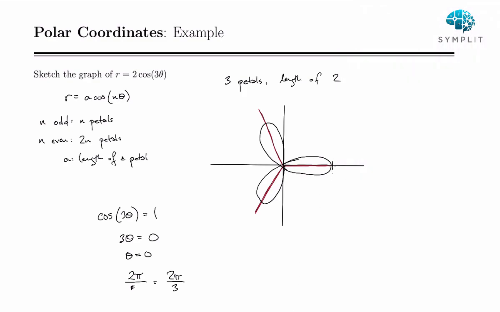So this comes out, it's the length of the petal, so it comes out to 2. That's out at a length of 2. And that's out at a length of 2.